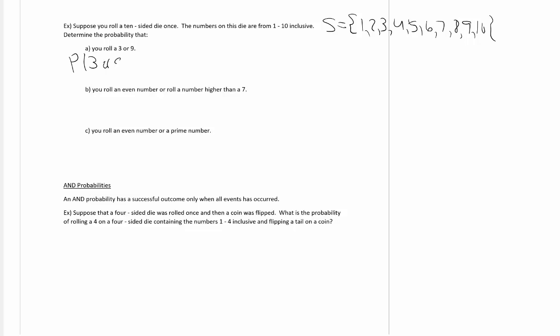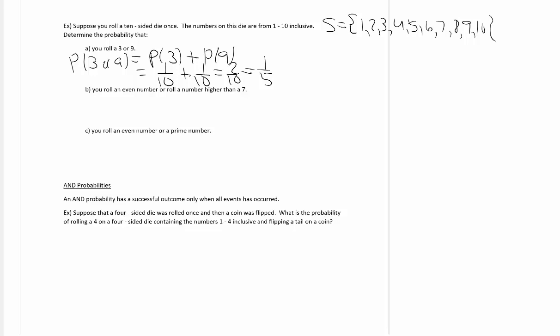So the probability of a 3 or a 9 is the same thing as the probability of 3 plus the probability of 9. Probability of rolling a 3 is 1/10. Probability of rolling a 9 is 1/10. Add them up, that's 2/10. That simplifies down to 1/5.